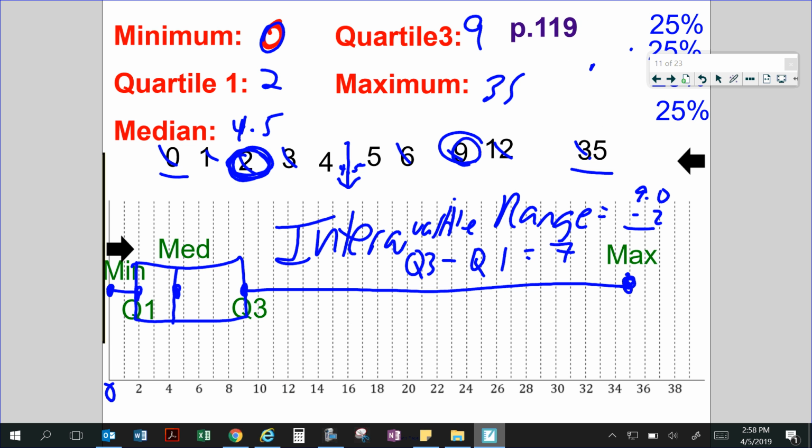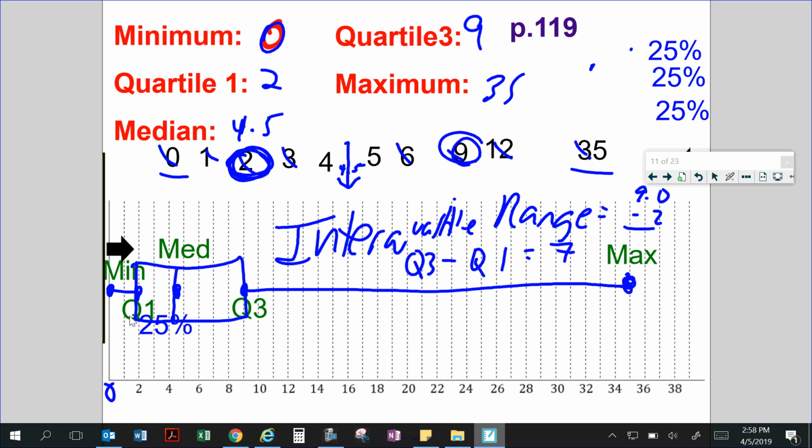So now the next part is the part that people do get confused by. If it goes from 0 to 35, this whole thing is 100%. So all these numbers will fit into here, all 100% of it. But we have to break this up into parts. So 1/4 or 25% goes from 0 to 2. So you put 25% right here. So you have to write it down.